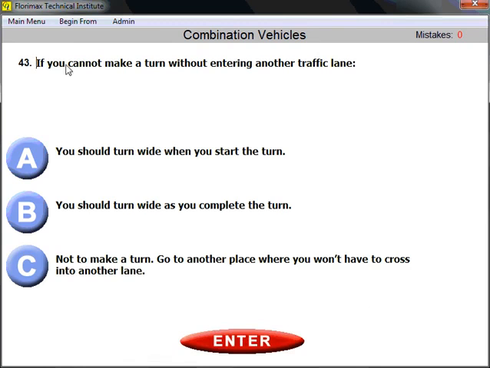Question number 43. Now, if you cannot make a turn without entering another traffic lane, what should you do?